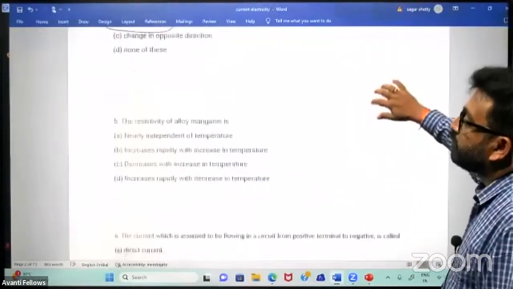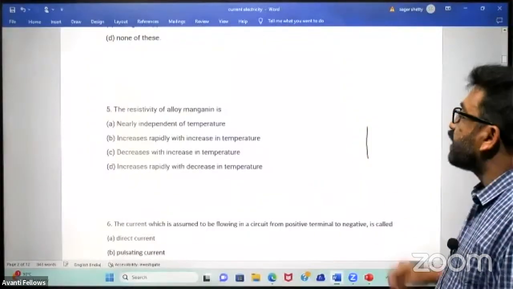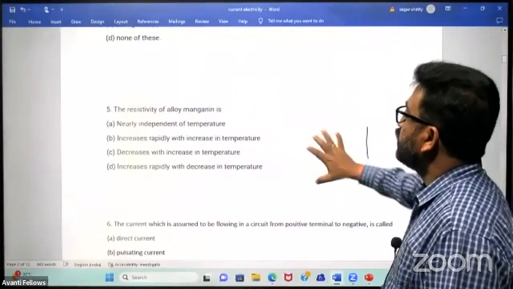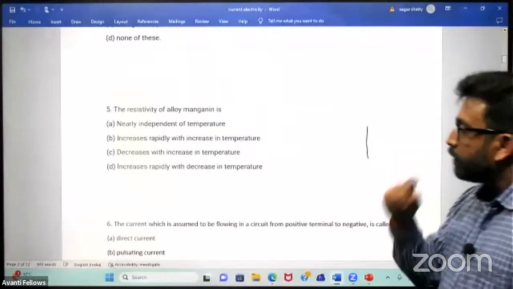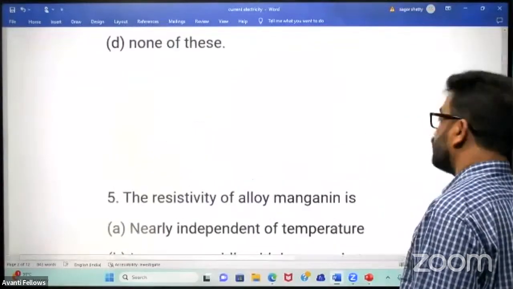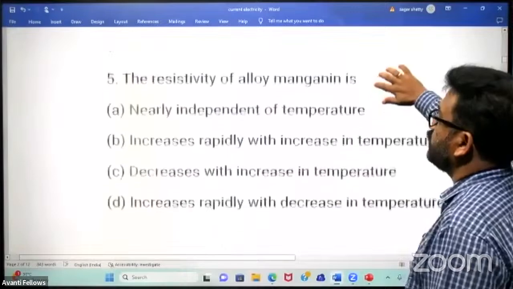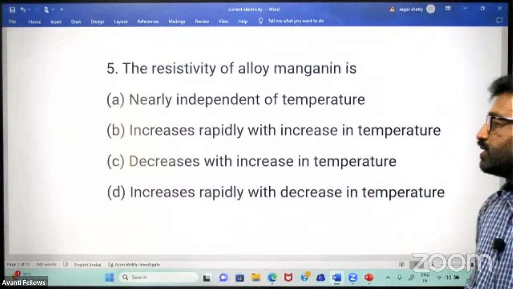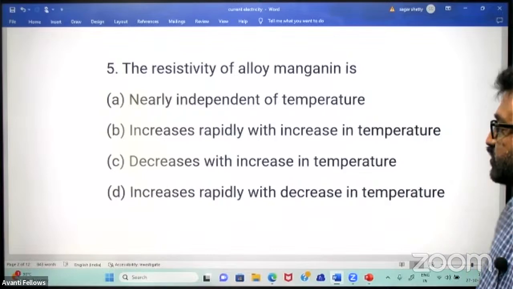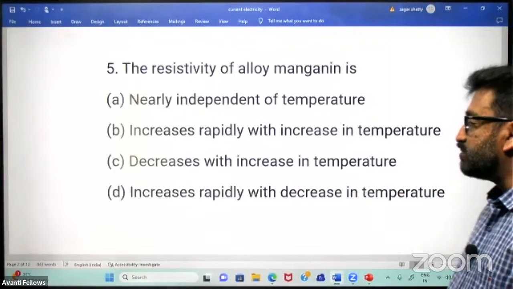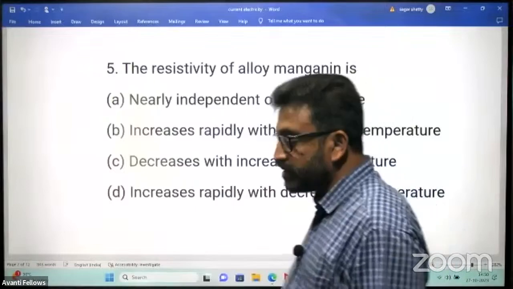Okay, next one. Question number 5. The resistivity of alloy manganese is: nearly independent of temperature, increases rapidly with increase in temperature, decreases with increase in temperature, or increases rapidly with a decrease in temperature. Which is the correct option? Just think and tell me.